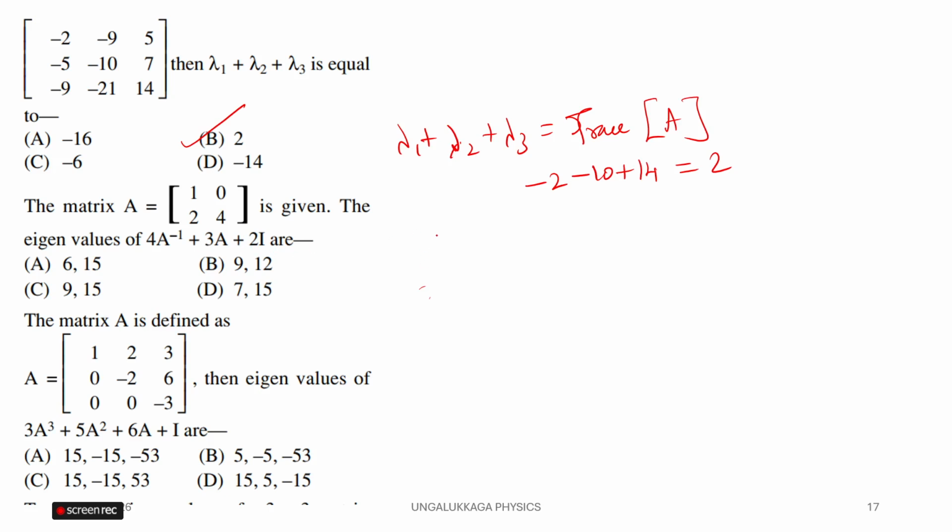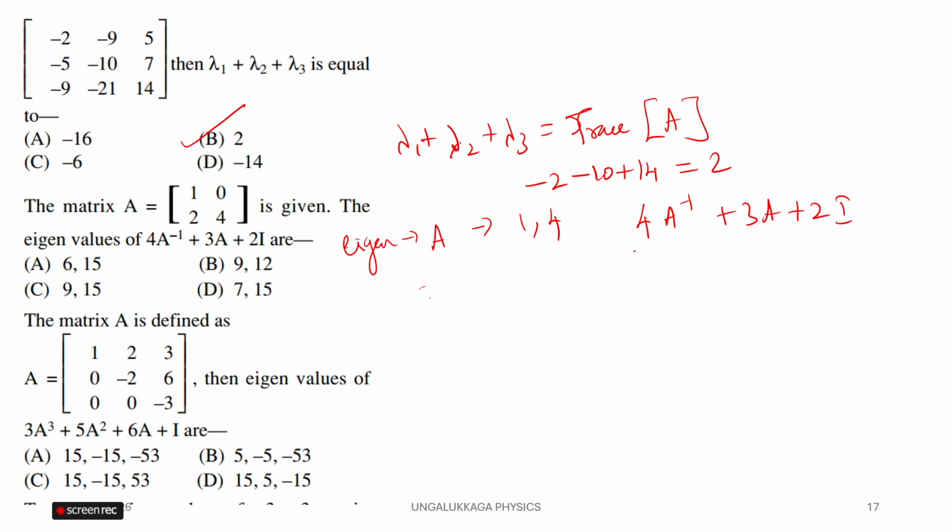Suppose we have a matrix with diagonal elements. It's a lower triangular matrix, so the eigenvalues of A are 1 and 4. They asked for the eigenvalues of 4A inverse plus 3A plus 2I.